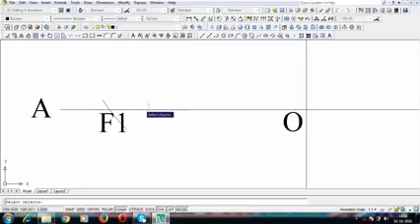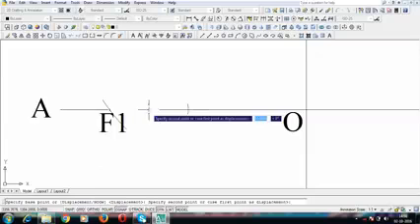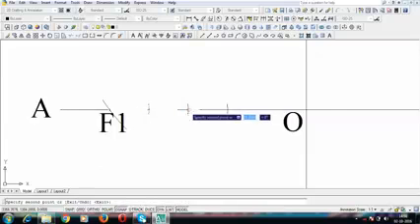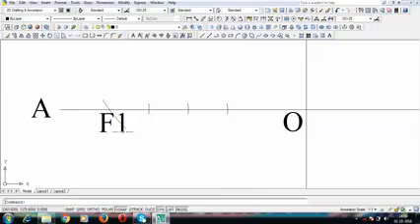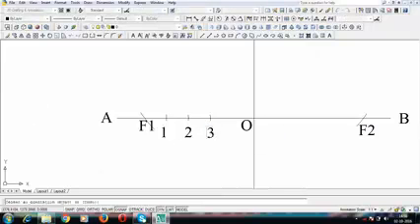Now again, this is going to be point number 2, and this one over here is going to be point 3. So we have 3 points, point 3.